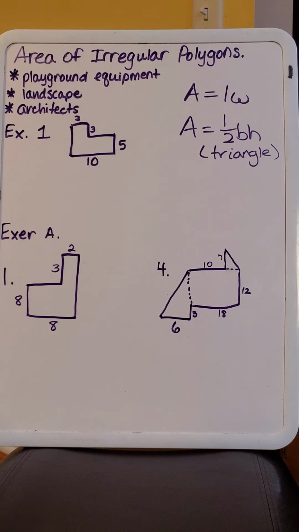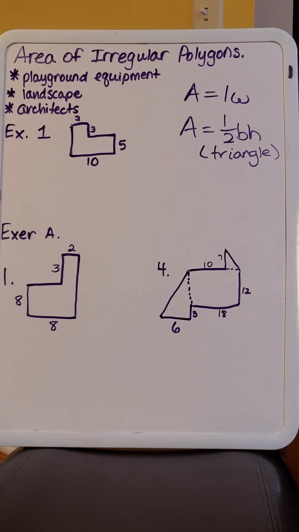So where do we use irregular polygons? If you look at playground equipment, the swing sets, the things that you climb on and slide down, they are not perfect squares or rectangles, they're all different shapes put together. Landscaping, where you might see bushes and flowers set in a pattern, has different shapes. It's just not all squares.